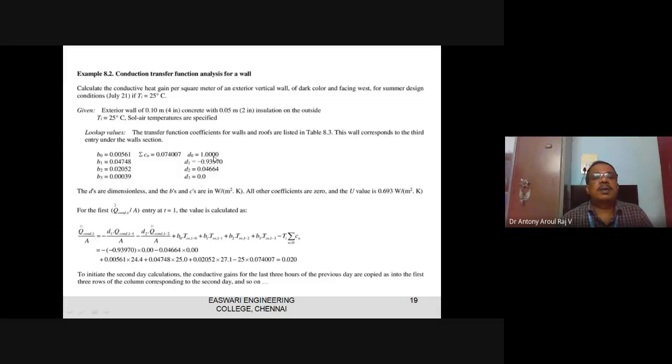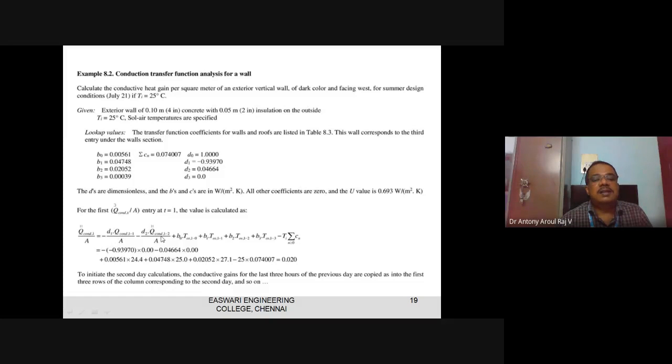Now there is a sample problem given. Here TA is 25 degrees centigrade inside, a set temperature, that is air conditioned. Solar temperatures you have to calculate, and these values they have taken from the data book. Just now we have seen the data book. So the first step is conduction at time step 1. So it is calculated.